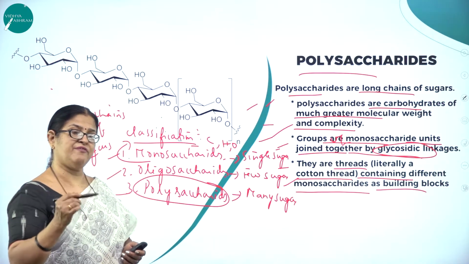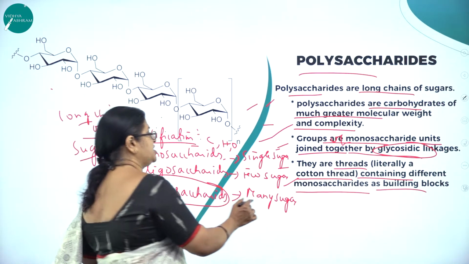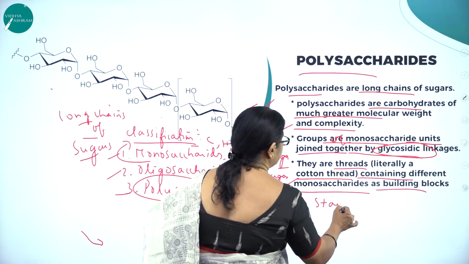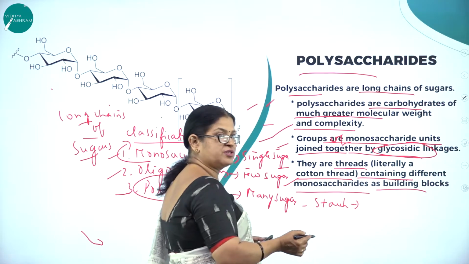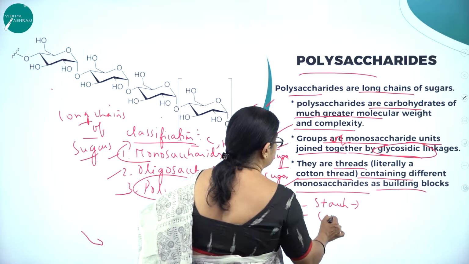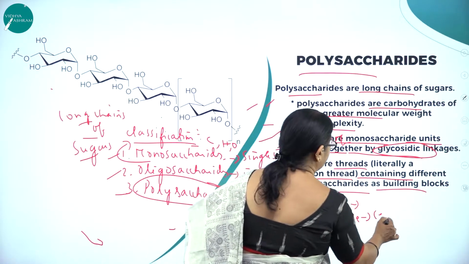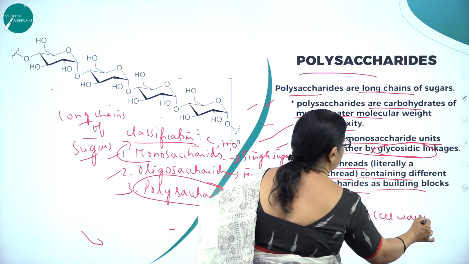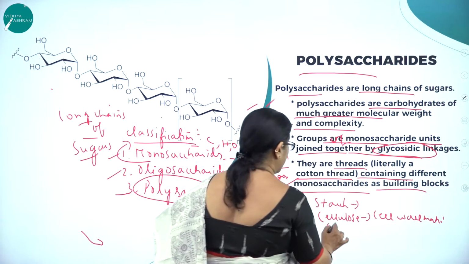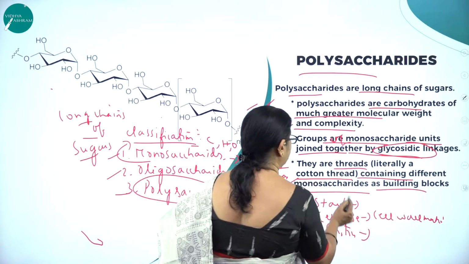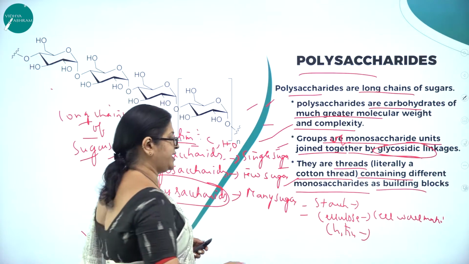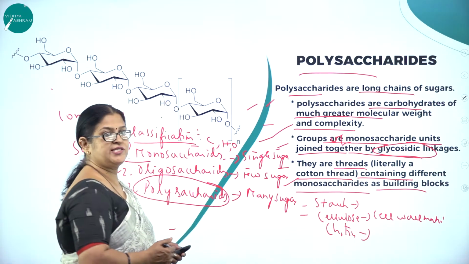As I said, you can give a very good example, which is starch. What is starch? The prepared food of plants through photosynthesis is called starch. And cellulose. Cellulose is the cell wall material. Then even chitin. All these are nothing but polysaccharides, right?